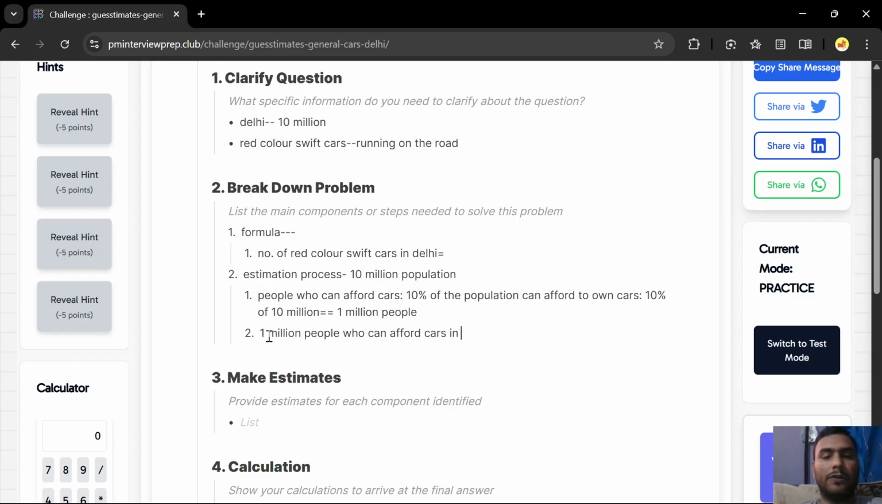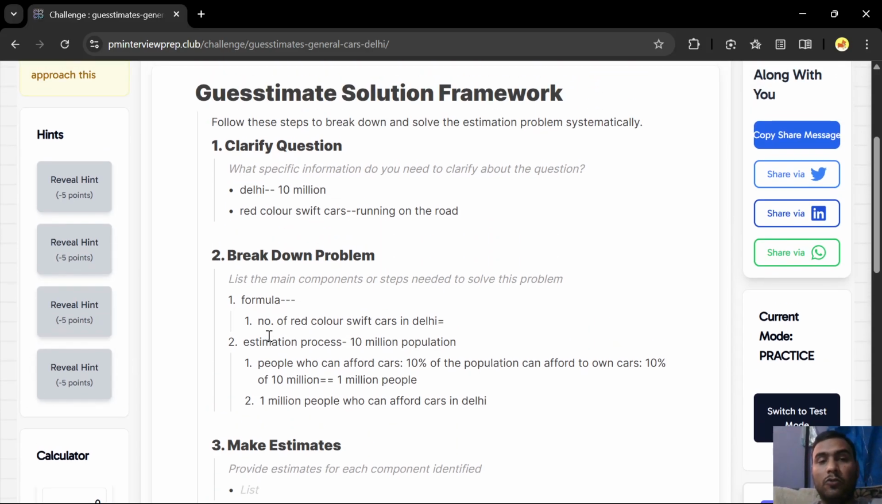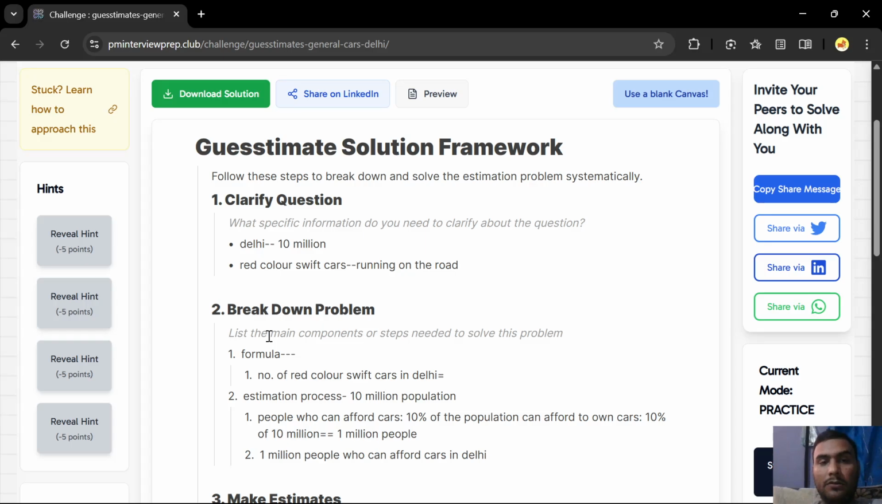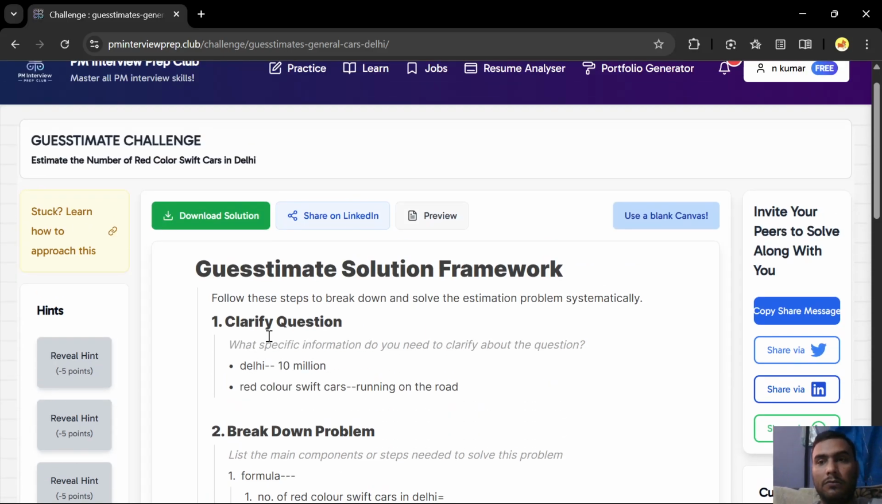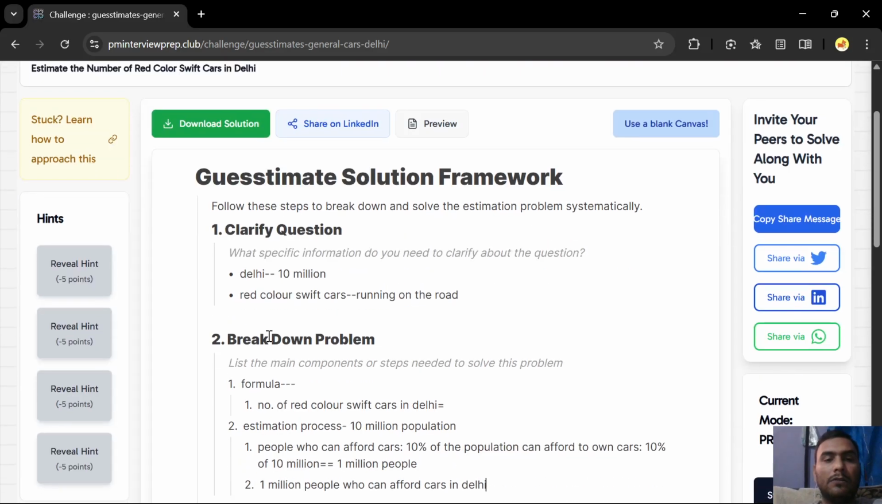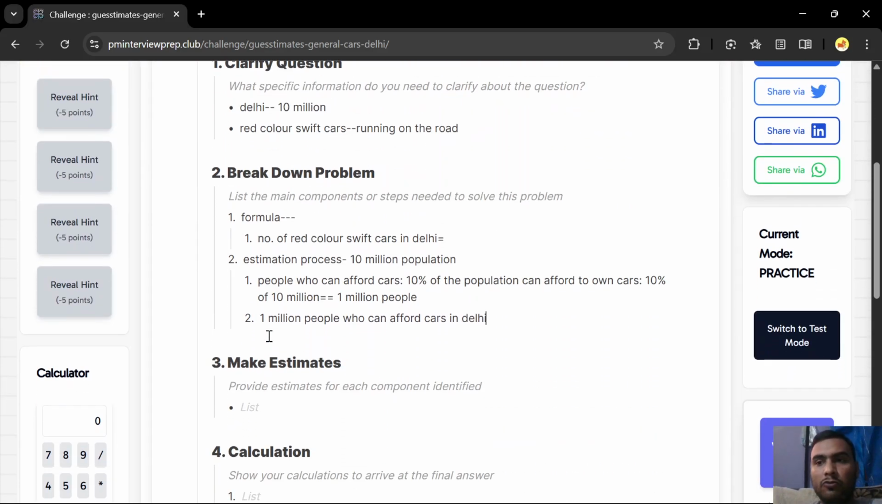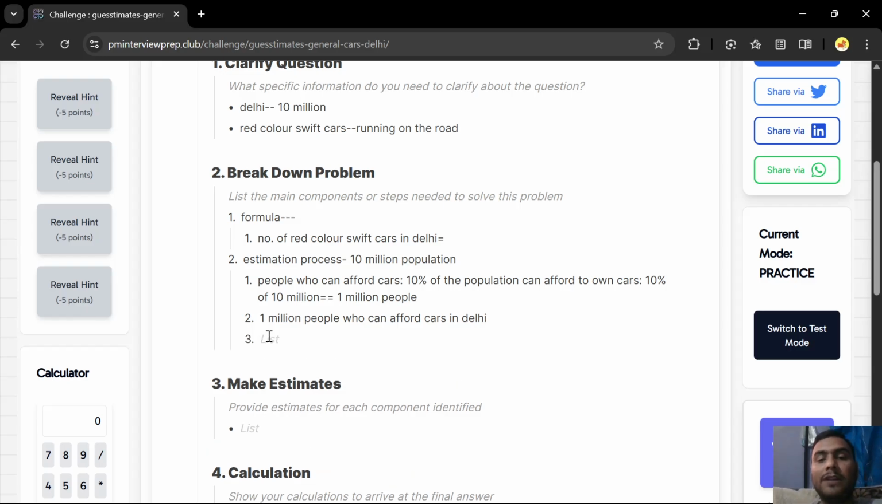Now, those who can afford a car does not mean they have the car. Ideally it should not be that. But here I will assume that people who can afford the car have the car. So that is why I am assuming the 1 million people own the car.